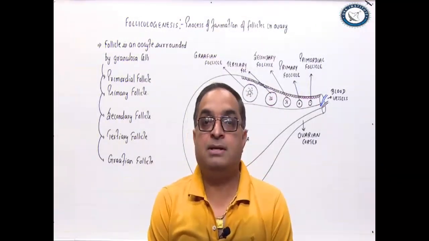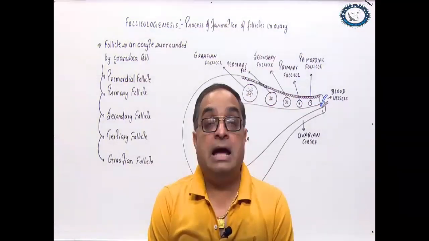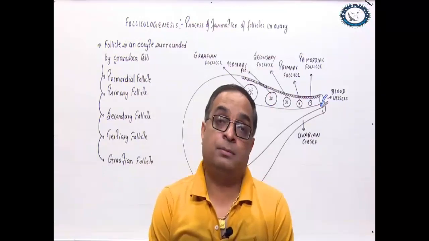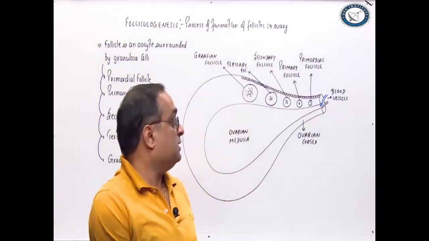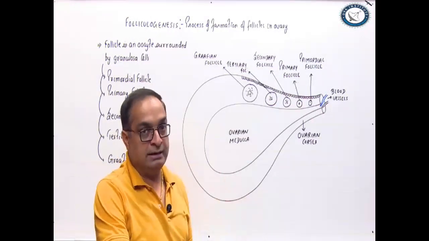You know, ovaries are the primary sex organs in case of females. Ovaries are paired, almond-shaped, intra-abdominal structures. Ovaries are located inside the main body cavity. There are two ovaries, right and left.